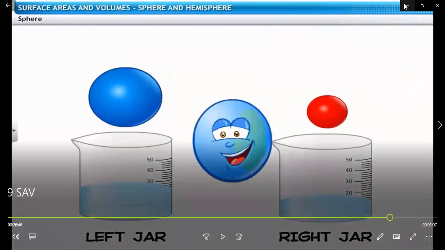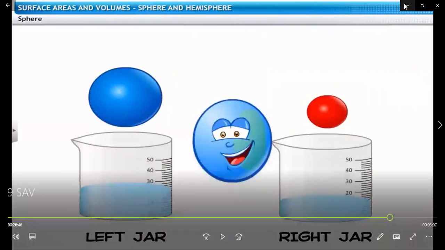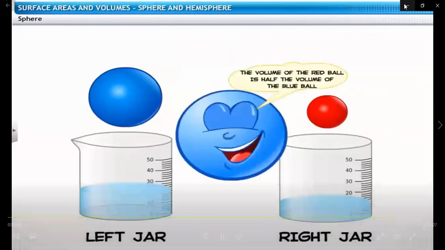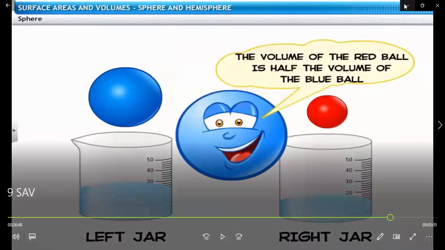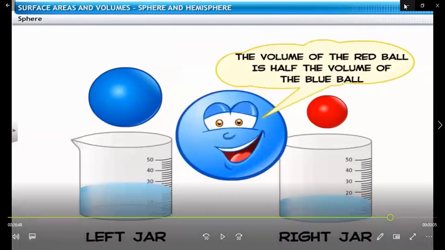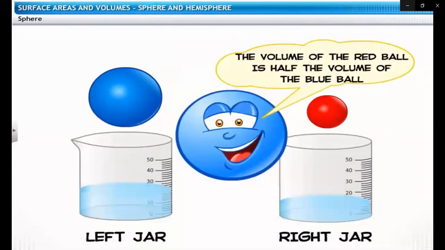So what does it mean? It's basically an interesting concept. These two spheres have half the volume of each other. The blue sphere has double the volume of the red sphere. So after performing this experiment, what you understood is that the volume of the red ball is half of the volume of the blue ball. By this experiment, we can understand the relation between the volumes of two different spheres.